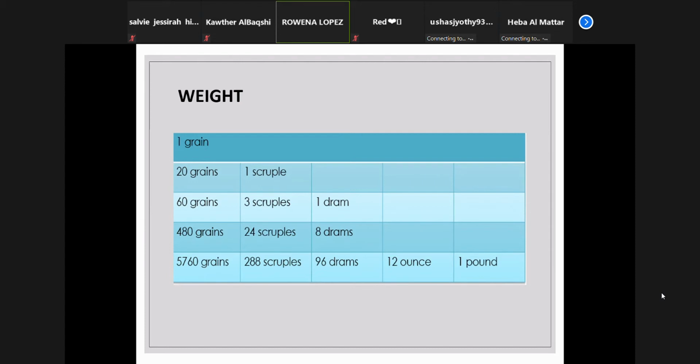But why am I discussing this? Because we are talking about the metric system, the new system, and also the apothecary system. So 20 grains is 1 scruple, 60 grains is 3 scruples or 1 dram, 480 grains is 24 scruples, and here 12 ounces is equivalent to 1 pound.